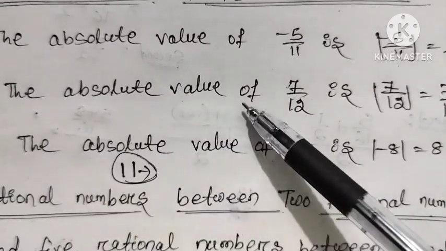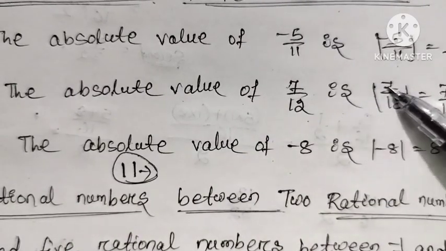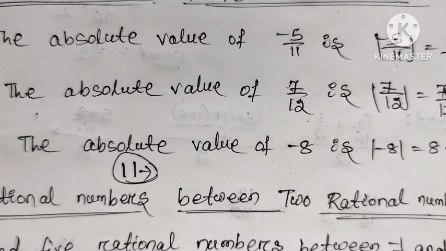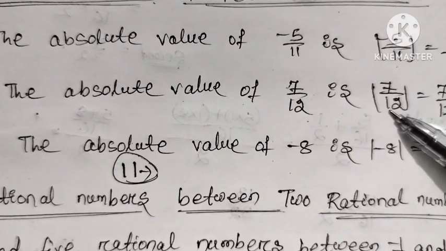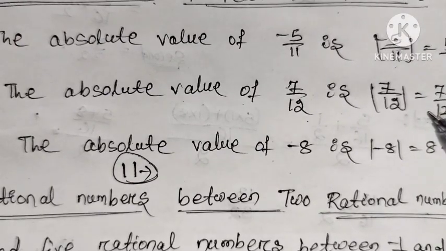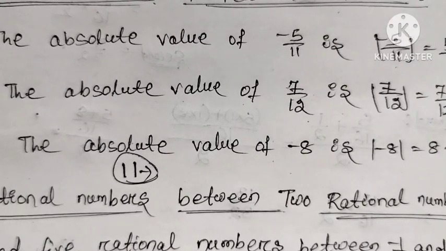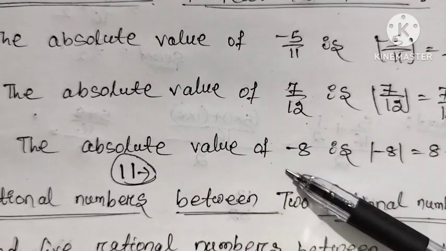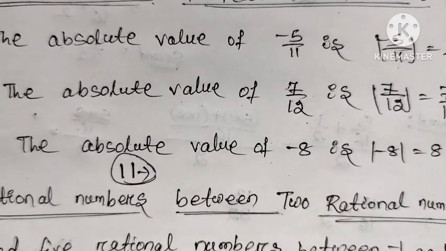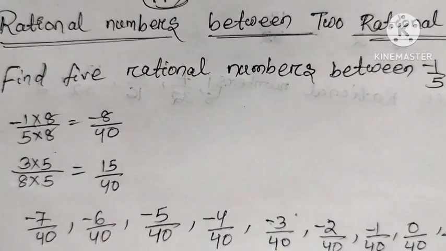Then the absolute value of 7 by 12 is the modulus of 7 by 12, which is equal to 7 by 12. A positive number stays the same positive number, but a negative rational number becomes a positive rational number. This is the absolute value. The absolute value of minus 8 is the modulus of minus 8, which is plus 8.